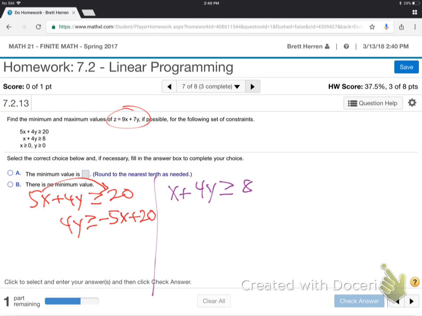Negative 5x plus 20. Good so far? I'm just going to get y alone, like we always do. I'm just graphing right now, just doing what we just did for our last hour. Just gonna get y alone, find the 2 dots, make the graph, do the shading, all that same stuff. Divide by 4.